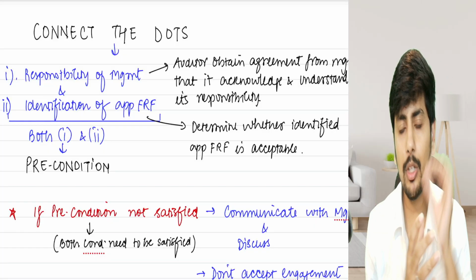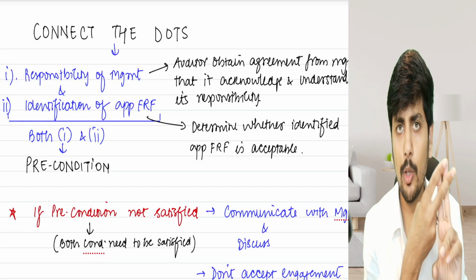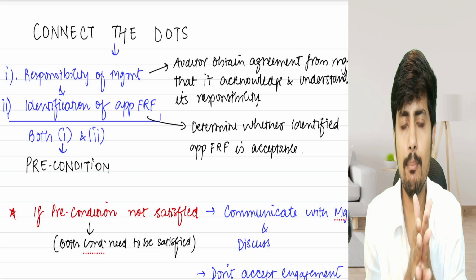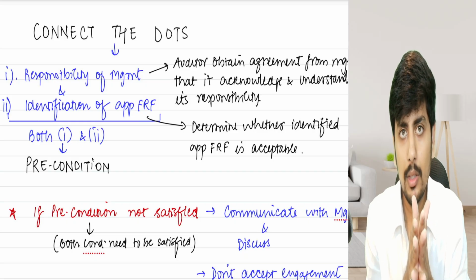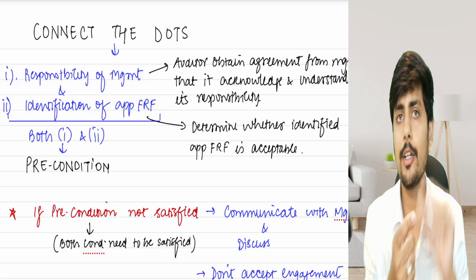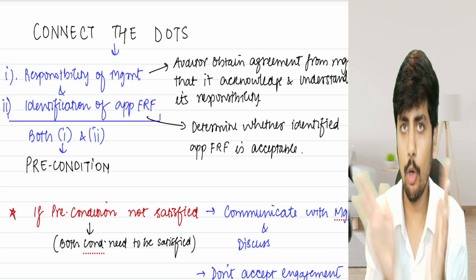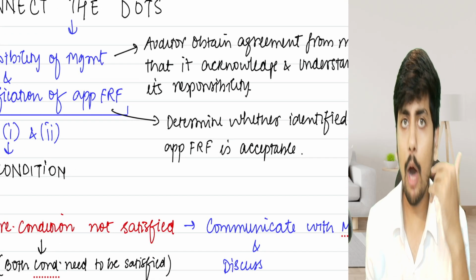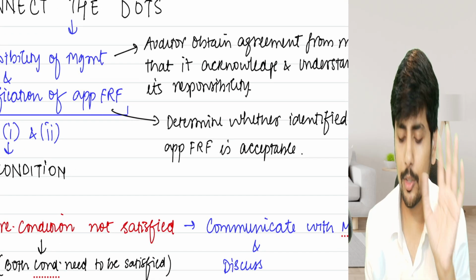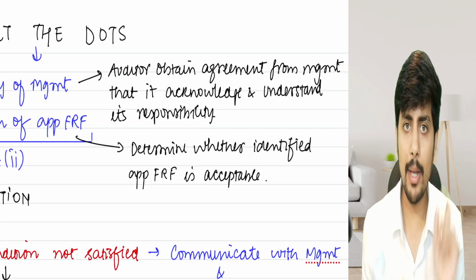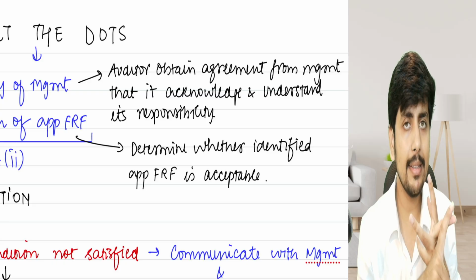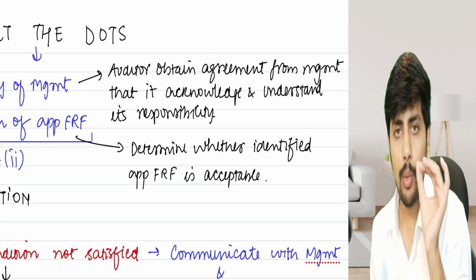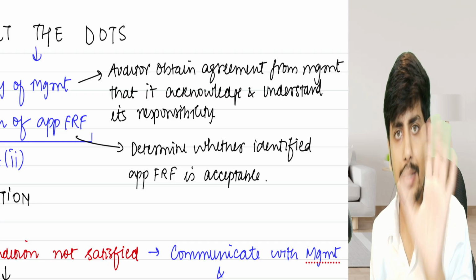We connect the dots beautifully. Responsibility of the management and identification of applicable FRF combine to form your preconditions. Okay, if any of the precondition is violated, you will not accept such audit unless required by law or regulation. And how will you present the answer for the auditor? How will the auditor determine that the precondition is satisfied? He will obtain agreement from management that it acknowledges and understands its responsibility. Second, the auditor will determine whether the identified applicable FRF is acceptable.